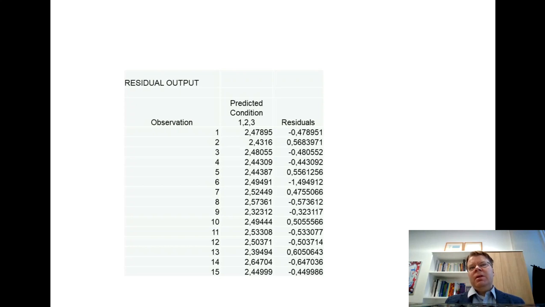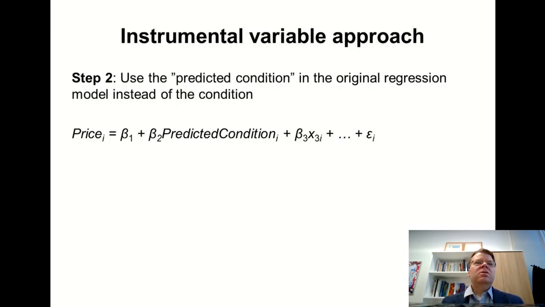As the next step, I will take this predicted condition, save it as another variable, and then use this predicted condition in the original regression model to reflect the quality of the apartment. Okay, so I have saved this predicted condition. I take it as one of the explanatory variables in the regression model. And then as a second step, I will explain the price as a function of predicted condition and other original explanatory variables of the model.